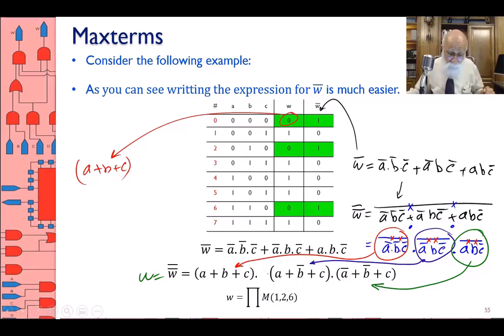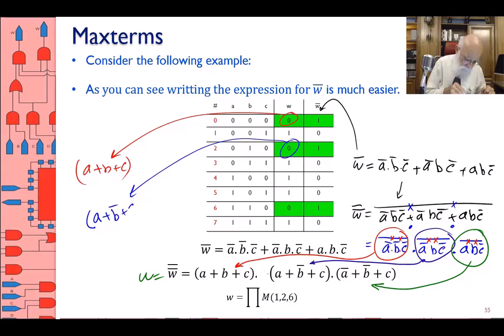I'm trying to come up with it. I could look at this zero and write A or B bar or C. And then I could look at this one, third one, and then write A bar or B bar or C.